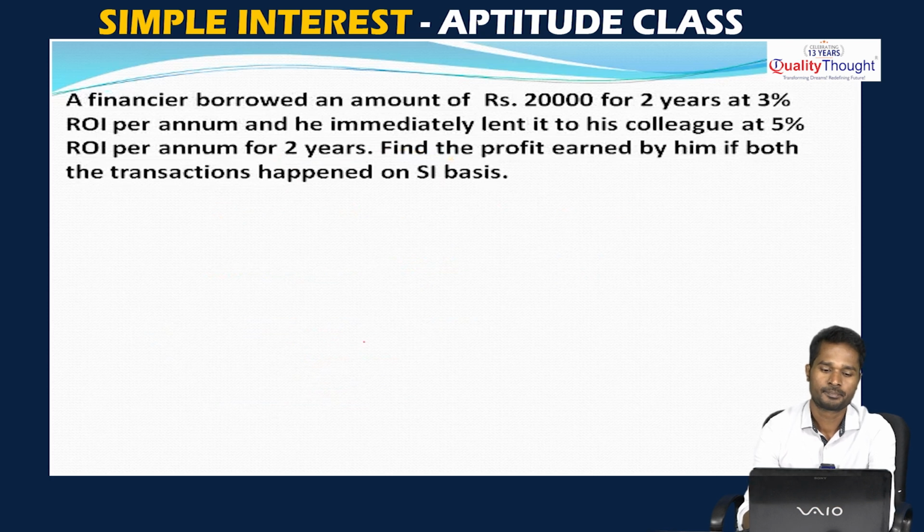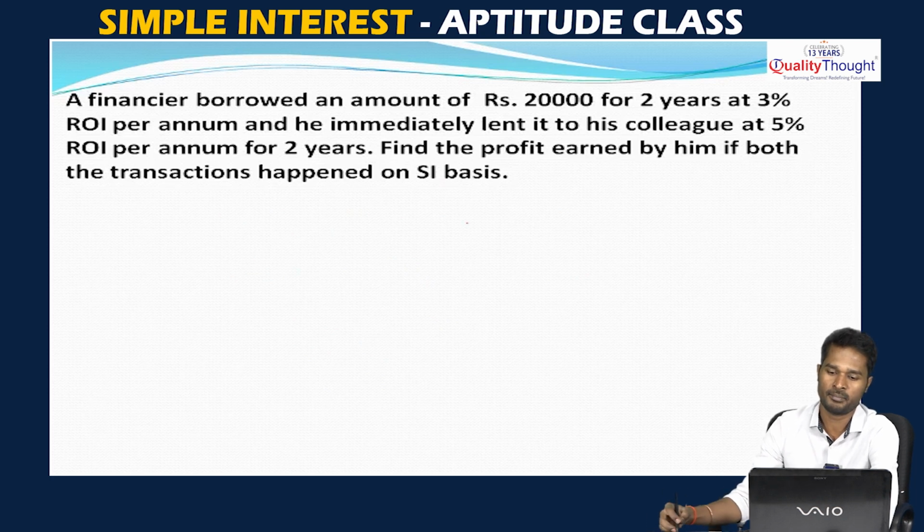The question says, a financier borrowed an amount of 20,000 rupees for 2 years at 3 percentage rate of interest per annum. So, this is the principal amount. So, this 20,000 has been borrowed for 2 years at 3 percentage rate of interest per annum and immediately lent to his colleague at 5 percentage rate of interest per annum for the same time period. Find the profit earned by him if both the transactions happened on the simple interest basis.